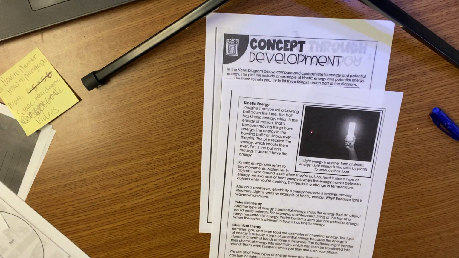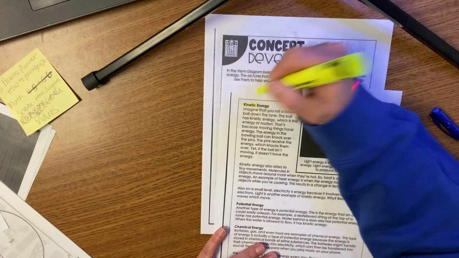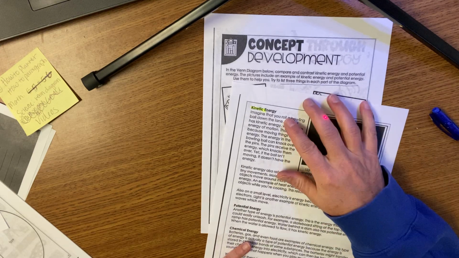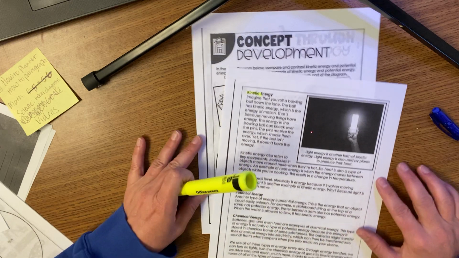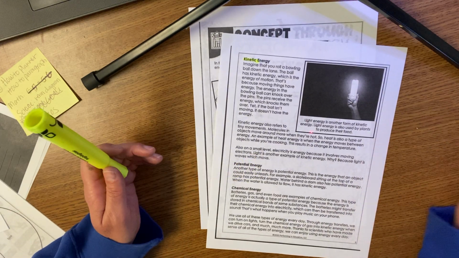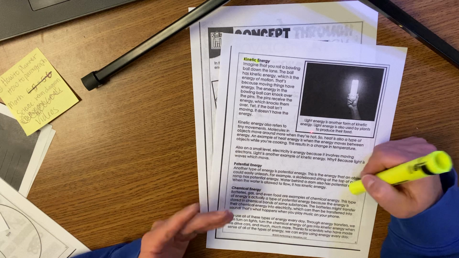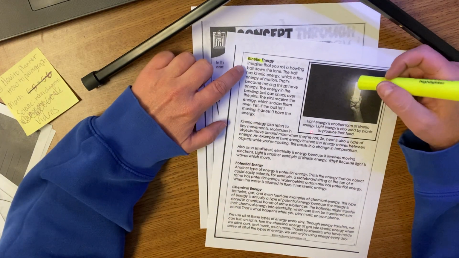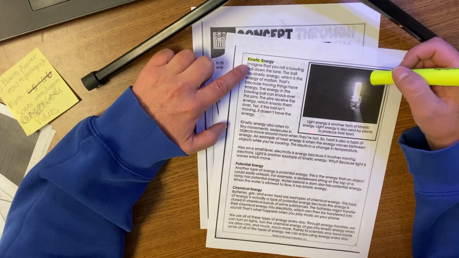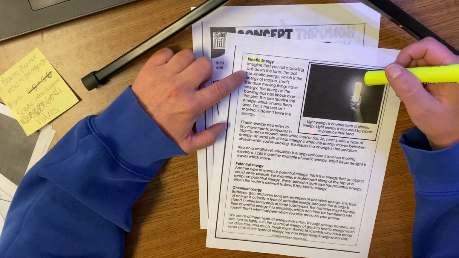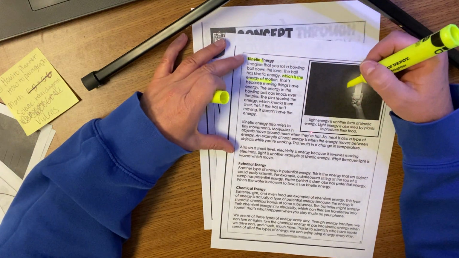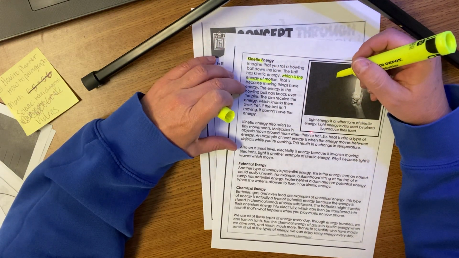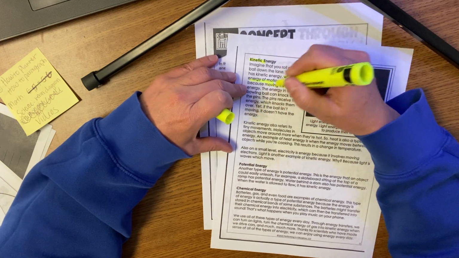So I have kinetic energy here. So I'm going to read this and the potential energy one. Okay, just to review what they're about. So kinetic energy. Imagine that you roll a bowling ball down the lane. The ball has kinetic energy, which is the energy of motion. Okay, so energy of motion. That's kinetic energy. That's because moving things have energy. So moving things have energy.